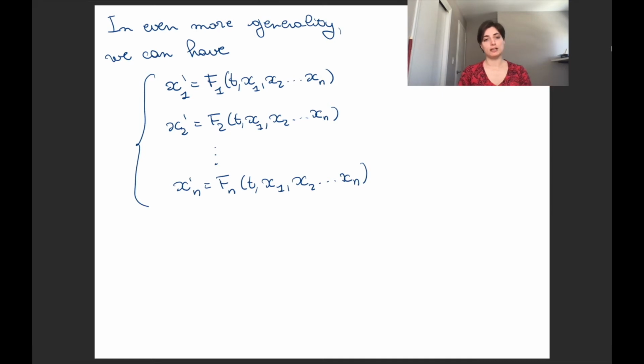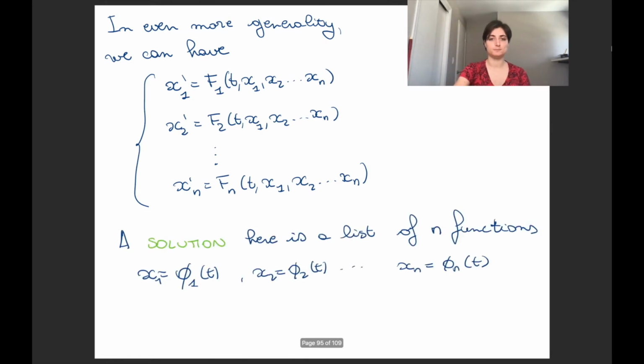In even more generality, we can have a system of ODEs of the form x1 prime equals f1 of t, x1, x2 down to xn, x2 prime equals f2 of t, x1, x2, and so on, all the way down to xn prime equals fn of t, x1, x2 down to xn. Why do the f's have indices? Because they have so much flexibility that we can use anything in those positions. Any line can have a different right-hand side.